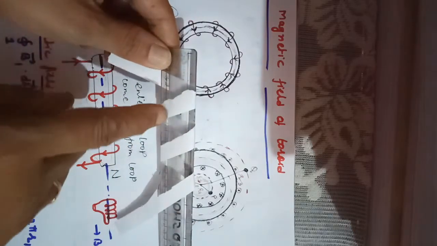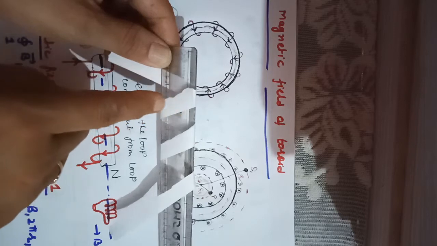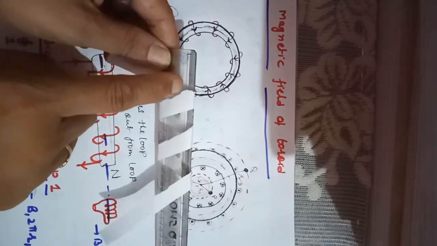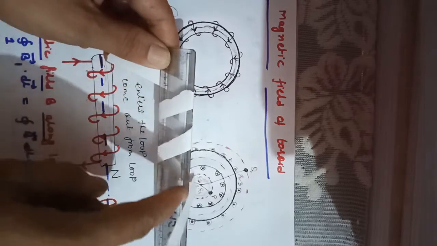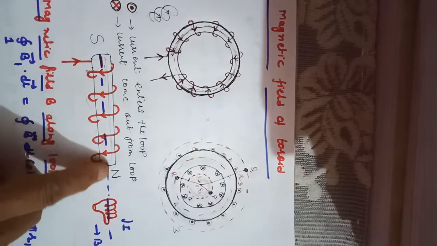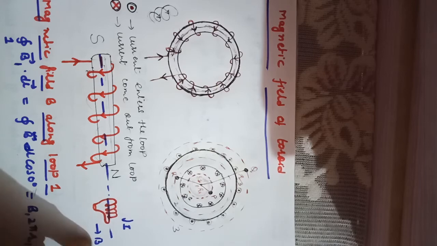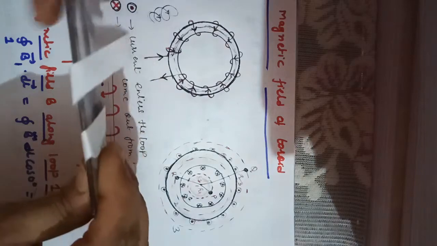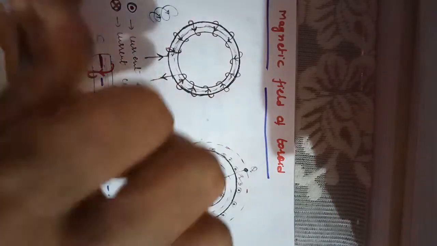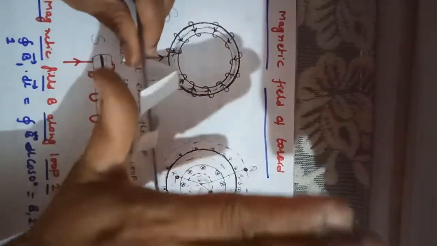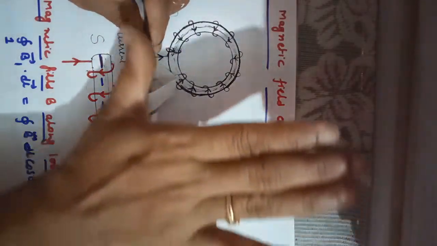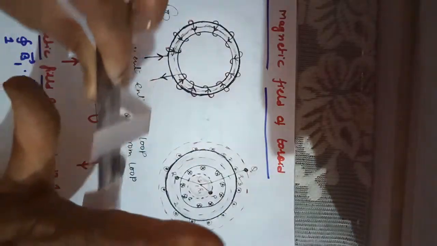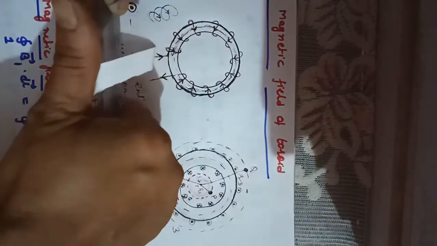How will you apply the loop rule? Because the direction of the current in this turn is clockwise, the magnetic field is lying perpendicular and inside. See, this is the direction of the magnetic field B that I have marked. You will apply the loop rule like this: the direction of the magnetic field and the direction of the current, like this.